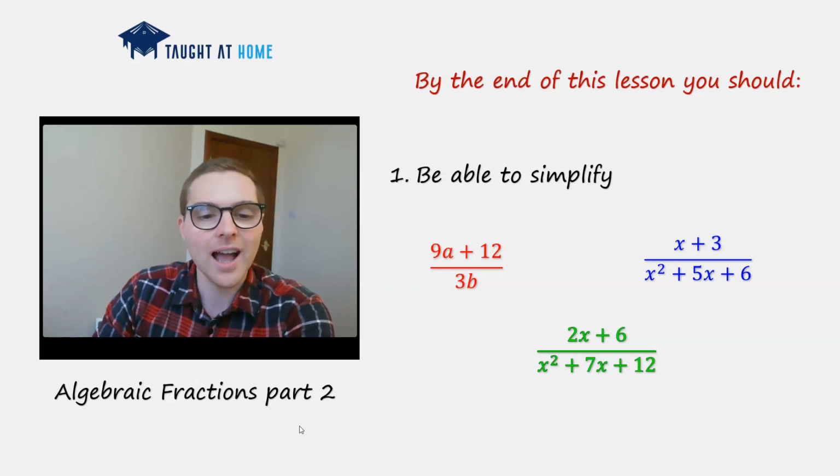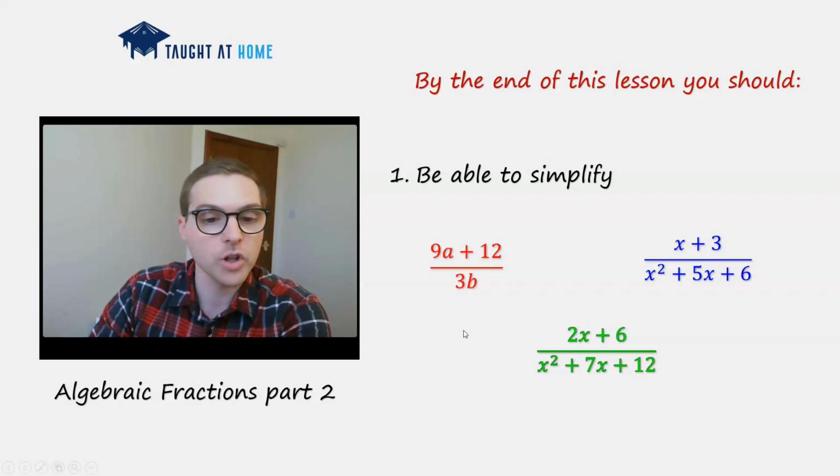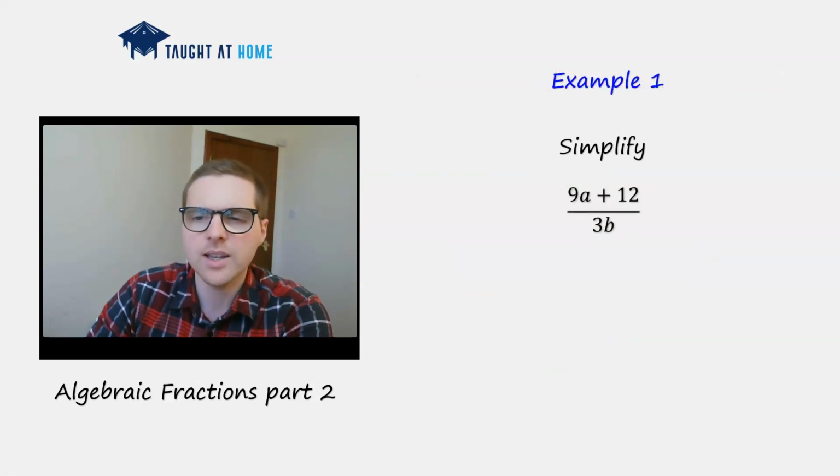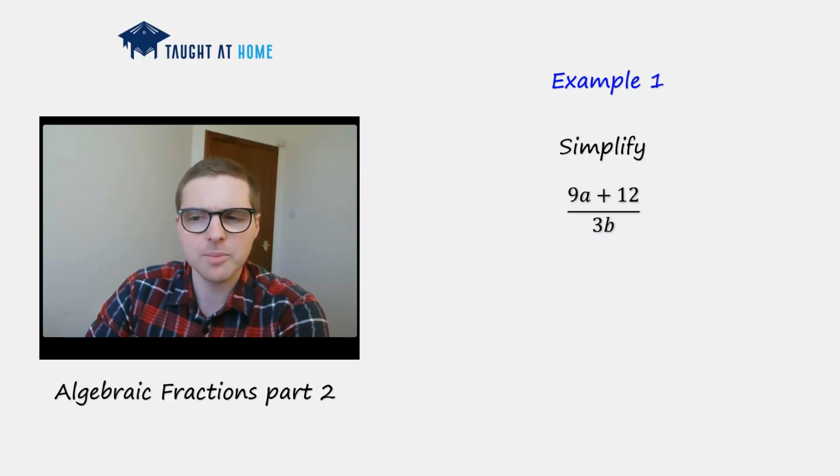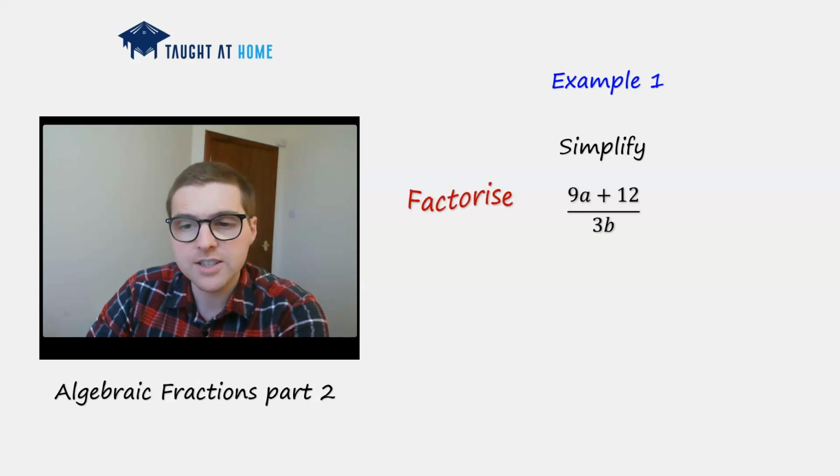Okay, so let's have a look at simplifying these three examples using the techniques we've learned previously. Example 1. Simplify 9a plus 12 all over 3b. So on first glance it doesn't look like we can really cancel anything out and simplify this, but if we factorise the numerator, what would you get?